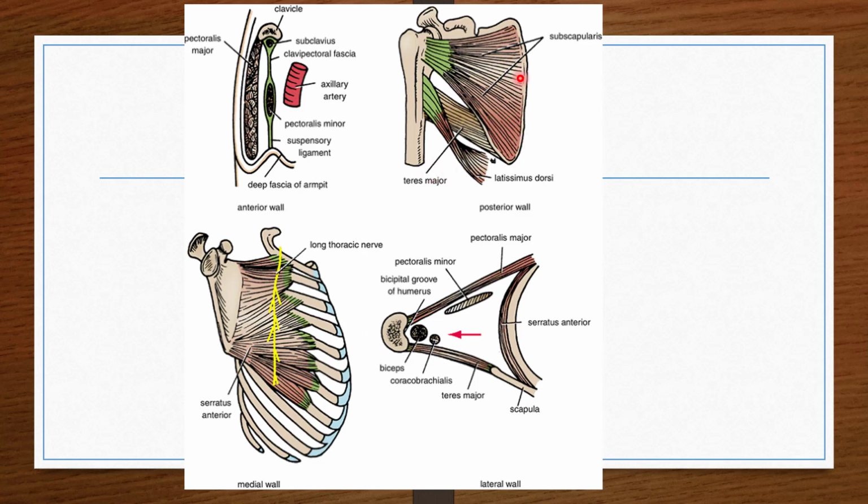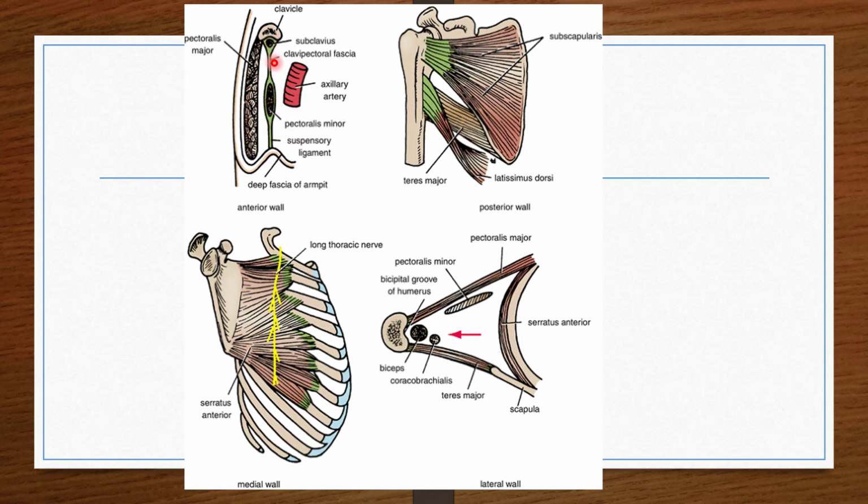In this diagram also, you can see the posterior wall of the axilla. These are three muscles which are forming the posterior wall. This is subscapularis, which is attached to the subscapular fossa of the scapula. Then there is teres major muscle. See here, this is teres major, and then latissimus dorsi muscle. These are three muscles which are forming the posterior wall of the axilla.